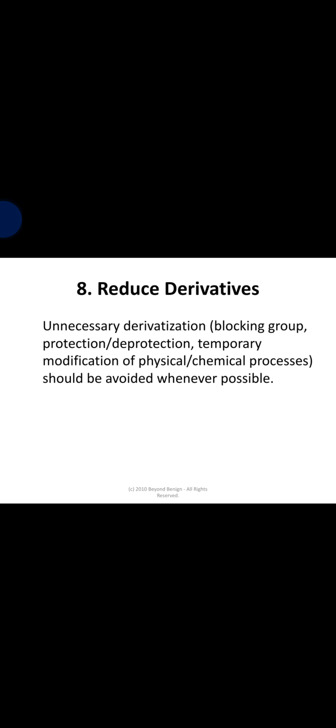And the eighth principle is reduce derivatives. Unnecessary derivatization, that is blocking groups, protection and deprotection of groups, and temporary modification of physical or chemical processes, should be avoided whenever possible. We can develop strategies or methods for chemical synthesis by avoiding unnecessary derivatization, or we can reduce derivatives.